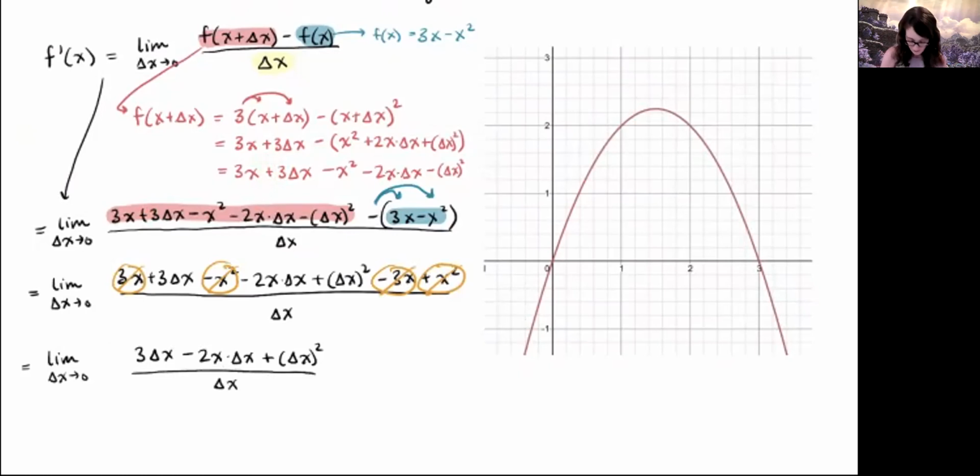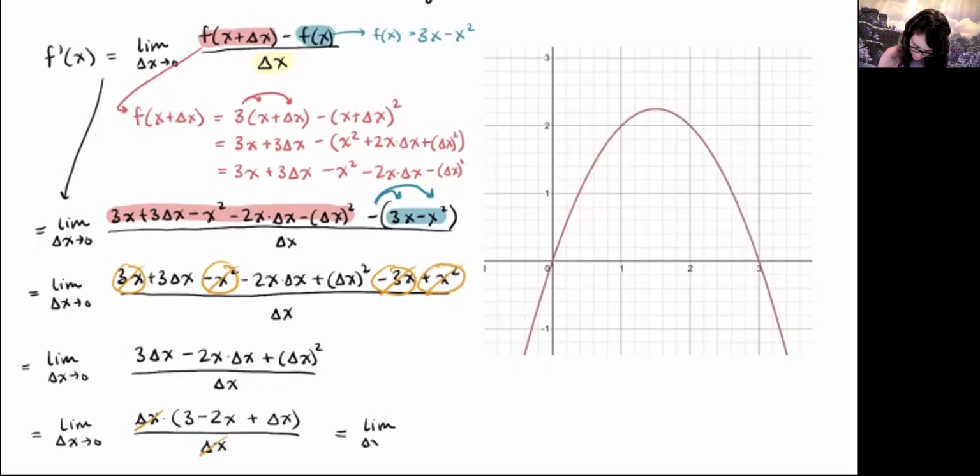I think now is a good time for us to factor out the delta x from the numerator. Okay, what we'll have is 3 minus 2x plus delta x to the first. And then here is the time where we can remove the 0 over 0, the places that isn't allowing us to calculate this limit. And what we have left over is 3 minus 2x plus delta x. I think now is a good time where we can use some direct substitution.